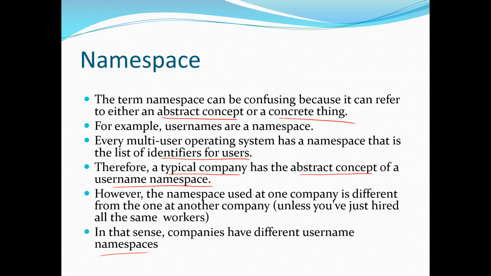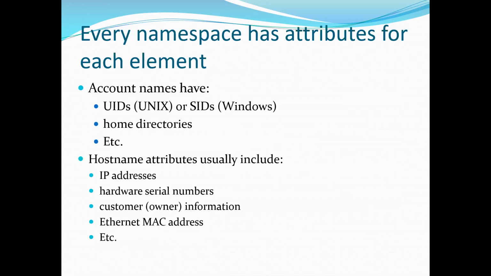So the term namespace is just that. It's the definition of the set of key value pairs that you're responsible for in your organization, where the key value pairs can be anything that you can list out and name in your organization. The name doesn't just have to be letters, but numbering schemes, etc. So every namespace has attributes for each element. You guys know that, for instance, right? So account names, and this is something you will see on the Linux side in the lab on Wednesday.